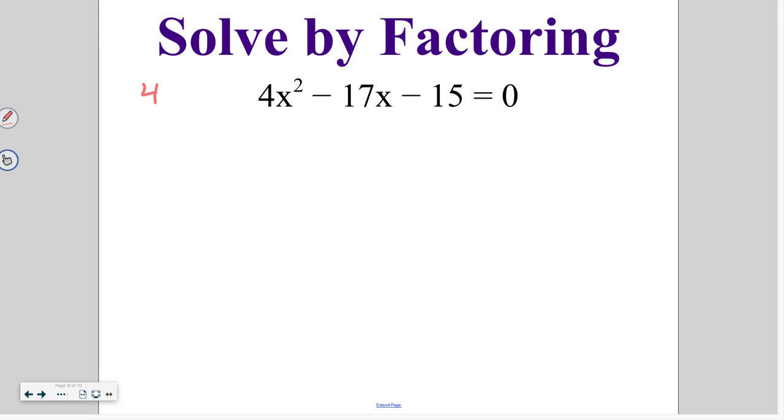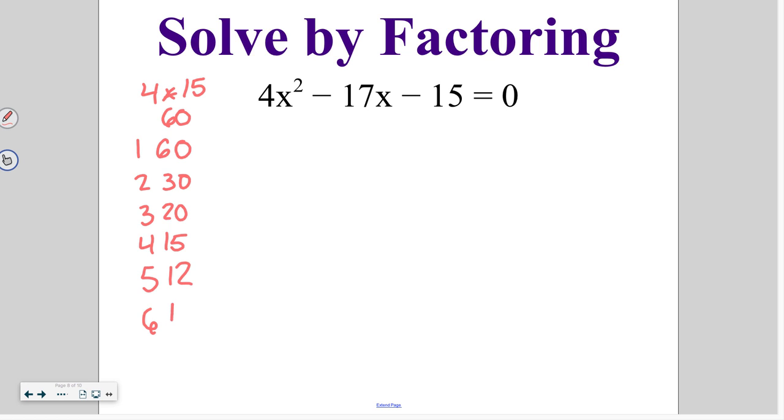So we've got 4 times 15, which is going to give us 60. So our factor pairs of 60 are 1 and 60, 2 and 30, 3 and 20, 4 and 15, 5 and 12, and 6 and 10. So now we're looking for the pairs that can get us to negative 17. What you're going to notice is that there are 2 possible options.